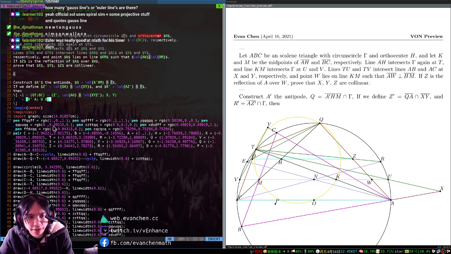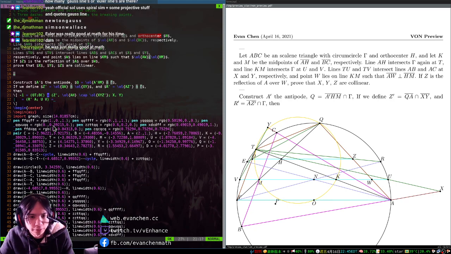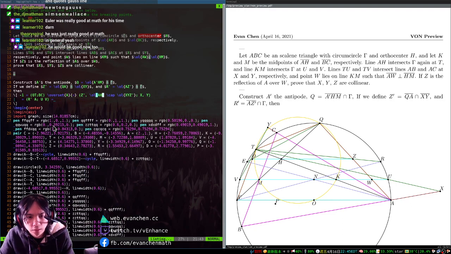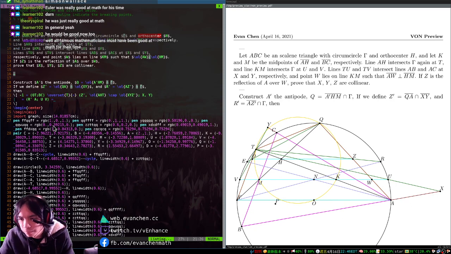A U V. And then what we did was we projected it through. Okay, so the QTBC projection is through A, right? No, sorry, it's through T. No, wait, it's through A. What am I doing? R prime A U V.